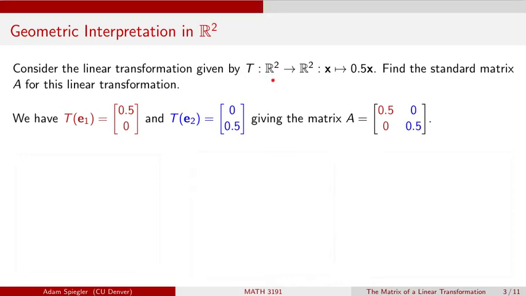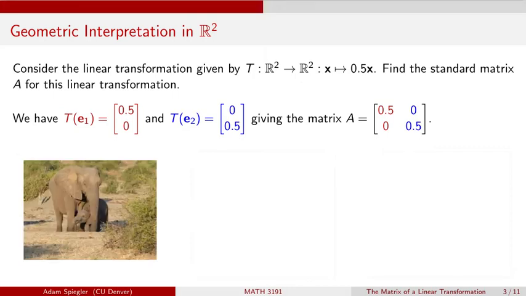So this has a very geometric interpretation. We're mapping points in R2 to other points in R2. So to motivate what's happening here, we'll consider elephants. So here's a photo that I took a number of years ago. I was lucky enough to work on vacation in Botswana. So here's a nice photo of a mama elephant and the baby elephant.